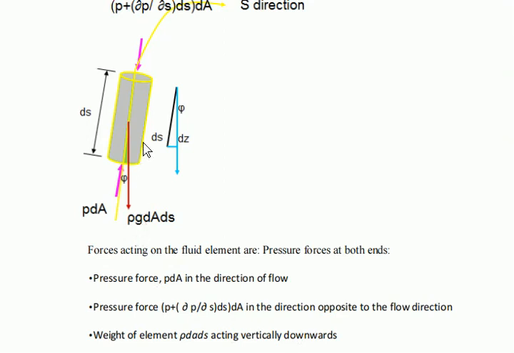This is the weight of the element, rho g dA ds, acting vertically downward. So in this element there are three forces acting on it. One is the pressure force along the direction of s. Another is the pressure force opposite to the direction of the streamline. And another one is the self weight, which is acting downward.